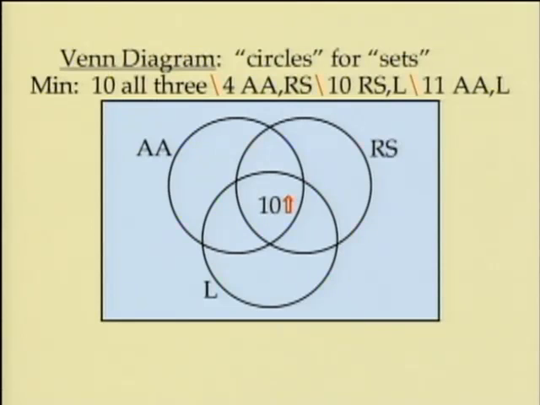And I'm going to put a little up arrow there to say that that's a minimum. That number could go up. If we have enough resources, we could make that number larger. The 4 who need an administrative assistant and a research space, that's where these 2 overlap, but not with the 3rd one. So that would be right there. And again, I'm going to indicate that that number could go up. The 10 that need research space and a laptop, right there. Okay. And that could go up. And then the 11 who need an administrative assistant and a laptop, that's right there. Okay?